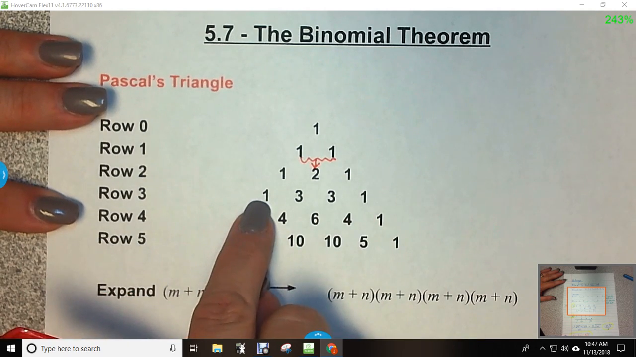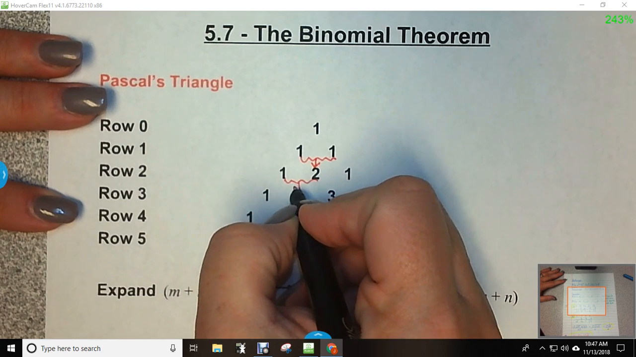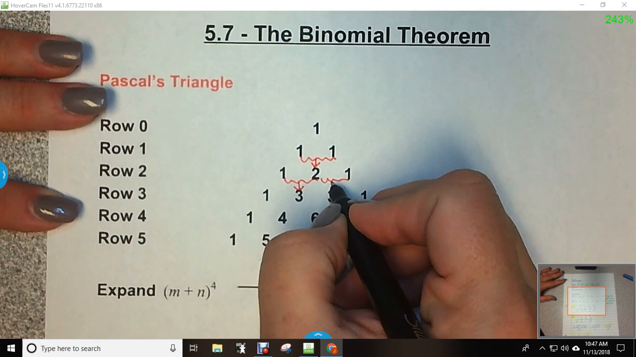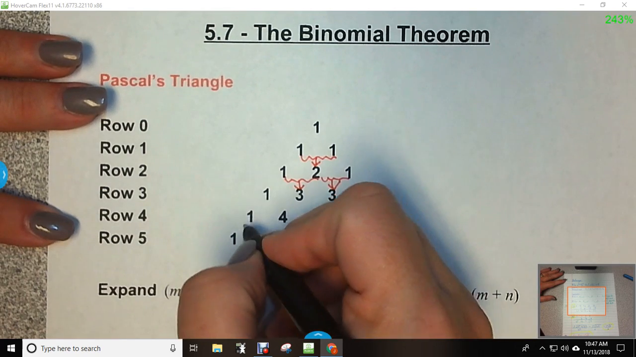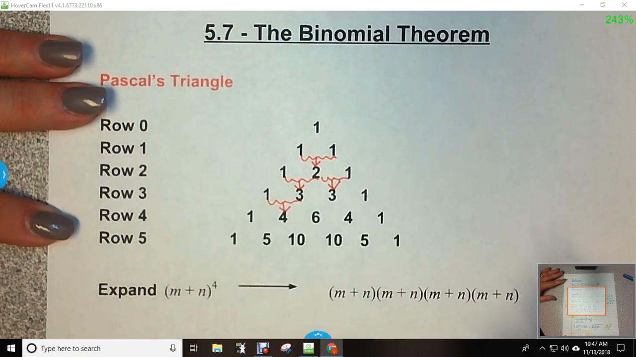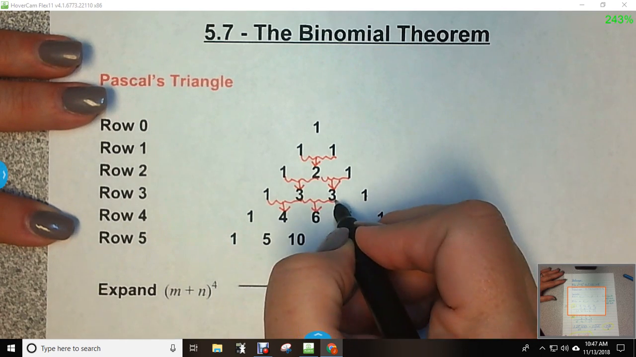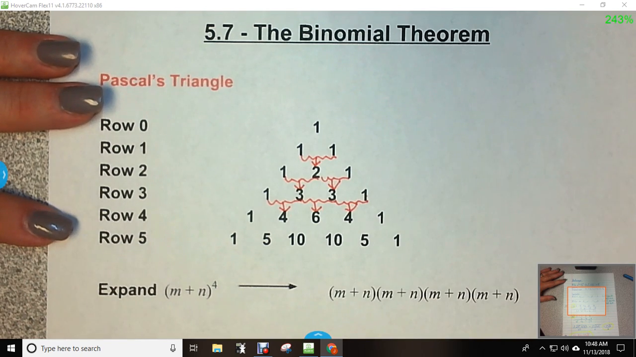On the next row, I start with a 1, add these 2, gives me 3. Add these numbers, gives me 3, ends with a 1. The next row starts with a 1, add these numbers to get 4, add these numbers to get 6, add these numbers to get 4, and it ends with a 1. And you just continue that pattern.